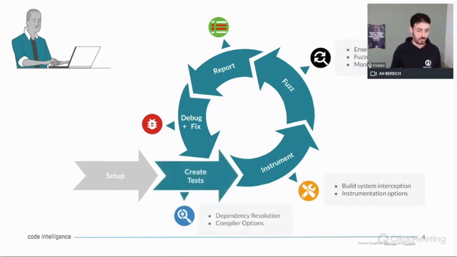And this also proves to be a challenge, because there you need to be aware of all the dependencies and the compiler options that are needed to compile a certain module. In CI Fuzz, we automatically resolve the dependencies and the compiler options that are needed for a certain fuzz test. Let's see this in action.